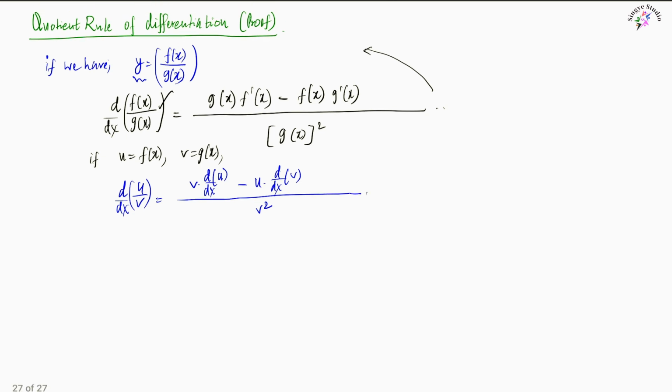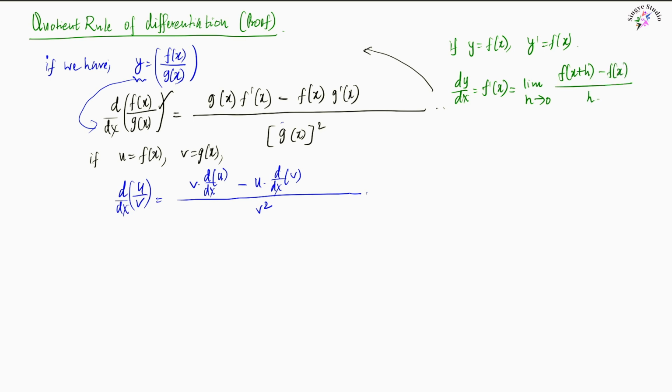Now let us prove why this is equal to this expression by using the first principle, or the limit definition of the derivative. For this, if y is a function of x, then y prime is the derivative of the function of x. So dy upon dx, or f prime of x, in the limit definition is the limit as h approaches 0 of f of x plus h minus f of x upon h, where h is the step.